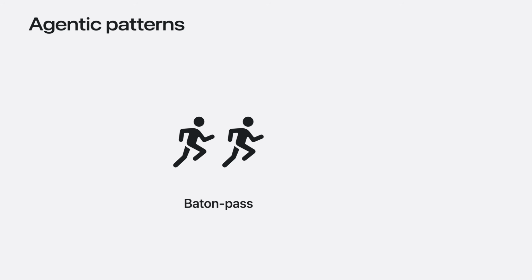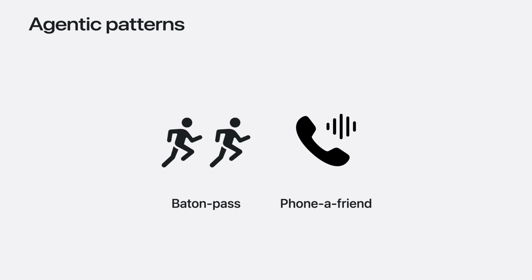Thanks, Oliver. Hopefully, you're starting to develop an intuition for how profiles can be used to build things like agents. Let's take a look at two common patterns for orchestrating agentic experiences. We like to refer to these patterns as baton-pass and phone-a-friend. Baton-pass is a collaboration, and phone-a-friend is a consultation.